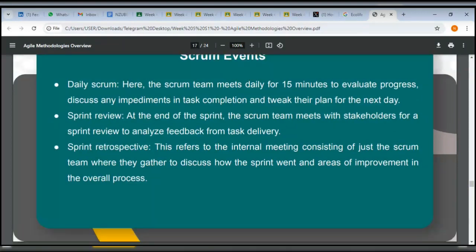Sprint retrospective. This refers to the internal meeting consisting of just the Scrum team, where they gather to discuss how sprints went and areas of improvement in the overall process. So with the sprint retrospective, it doesn't involve other stakeholders per se, just everybody within the Scrum team. And what it does is that you are discussing as an internal team, what could we have done better for this sprint, and how do we fix that for the next sprint. Basically, that's what your conversation is about.